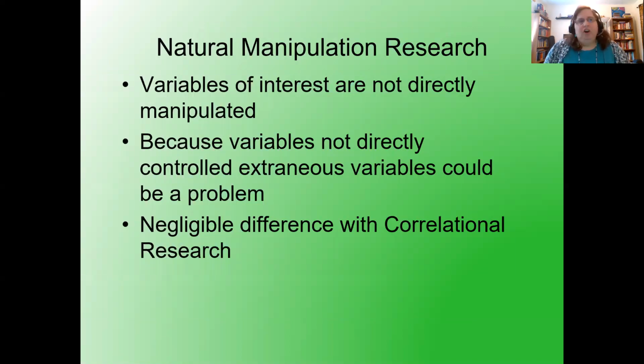Let's talk about natural manipulation research now. In this case, it's also the case that variables of interest are not directly manipulated. And because variables are not directly manipulated, because they're not directly controlled, then extraneous variables could be a problem. So let me give you an example.